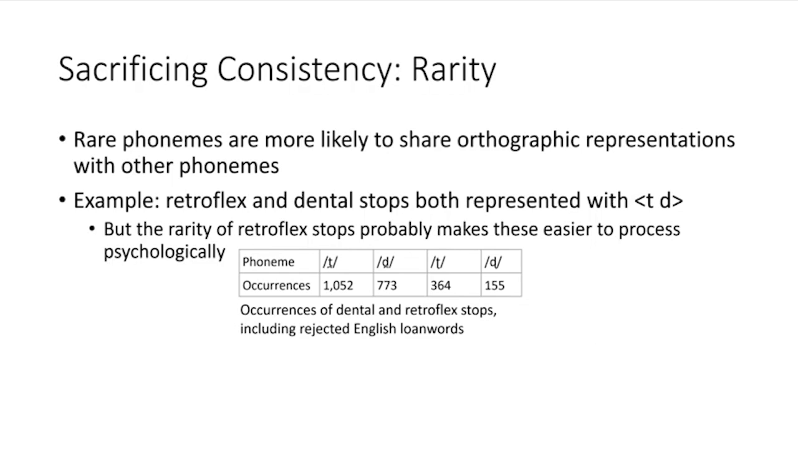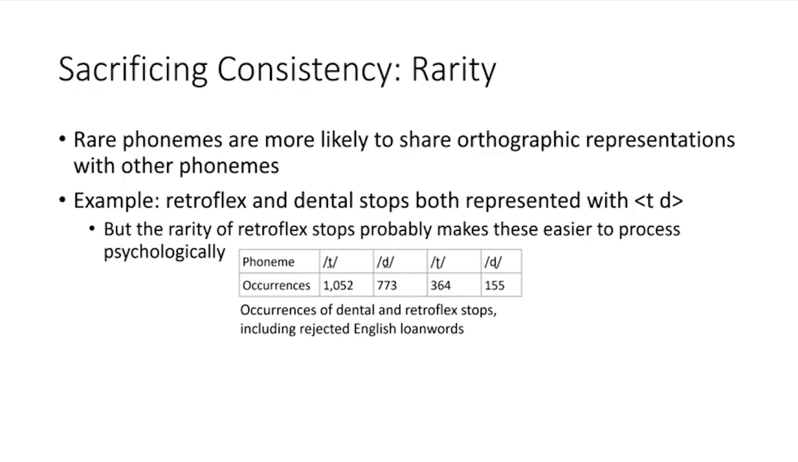A few cases where this consistency of grapheme to phoneme representations seems to break down. One is that rarer phonemes are more likely to share orthographic representations with other phonemes. And one example of that is the retroflex and dental stop, which seem to be written the same, and that seems to be because the retroflex stops are much rarer in Hindi-Urdu than the dental stops.